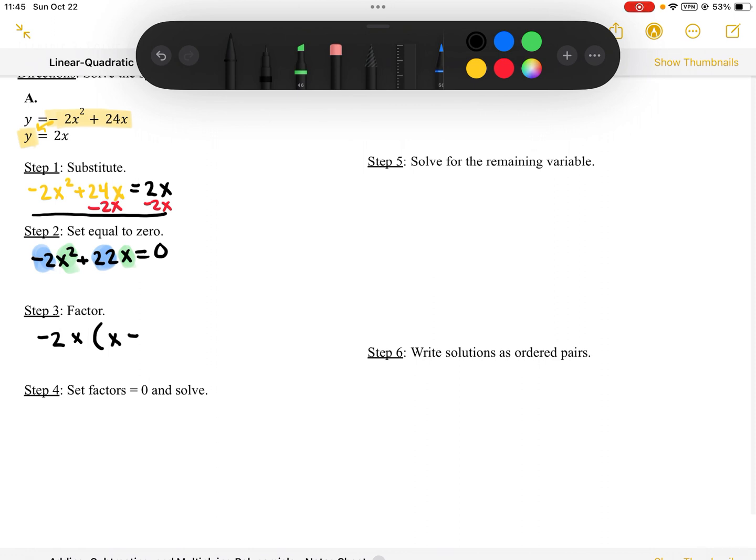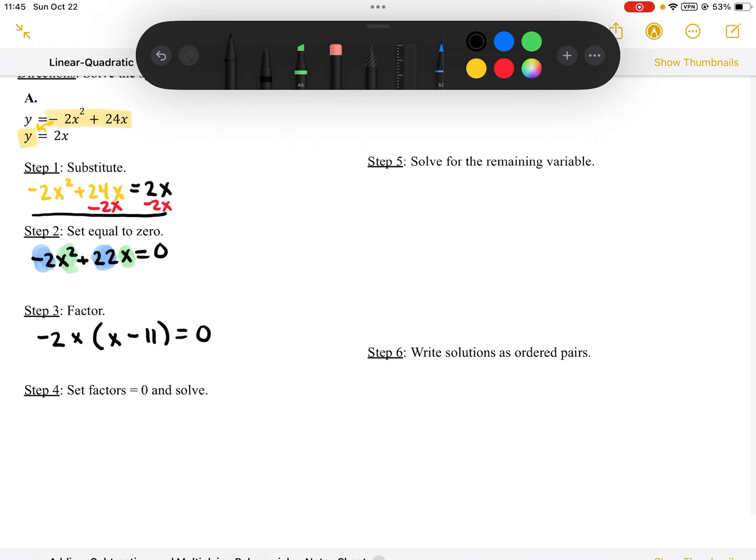And then 22 divided by 2 is 11. x divided by x is just 1. So I'm just left with negative 11. And this still equals 0. So my factored form is negative 2x times the quantity x minus 11 equals 0.